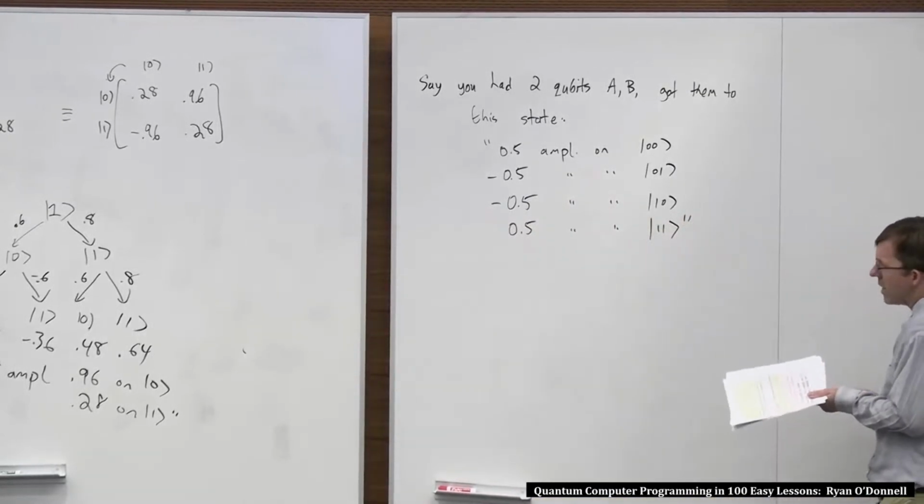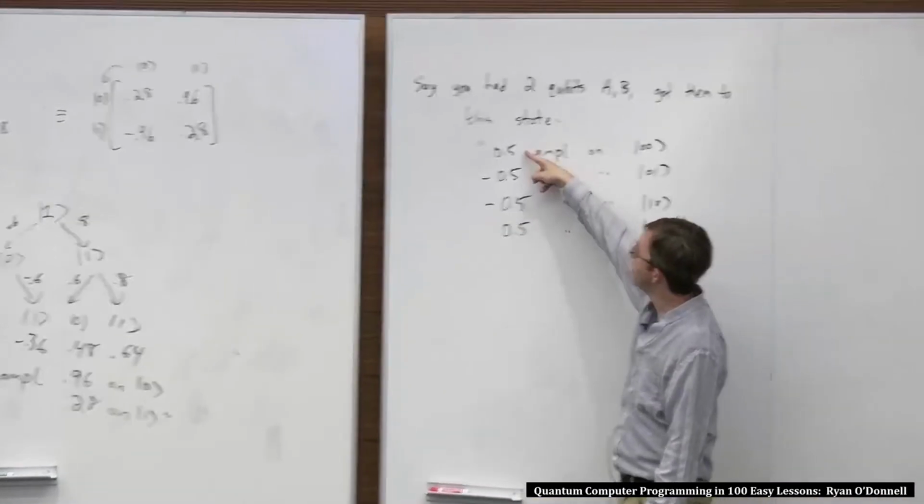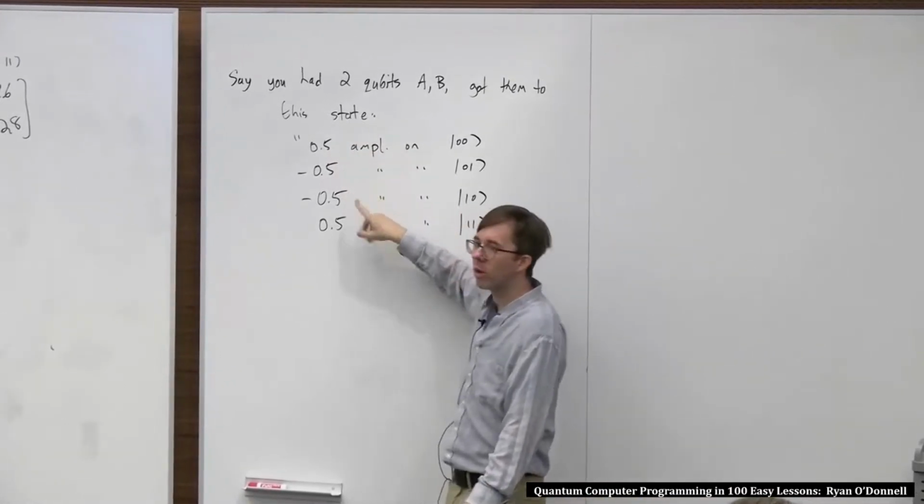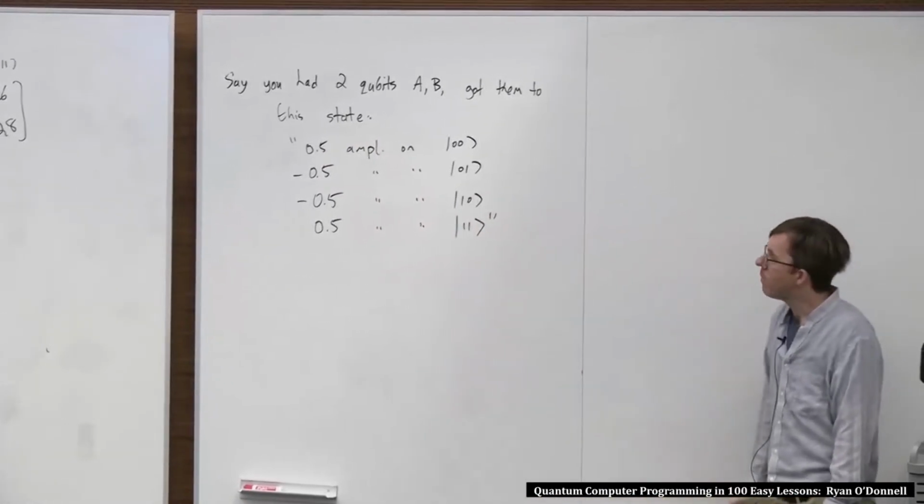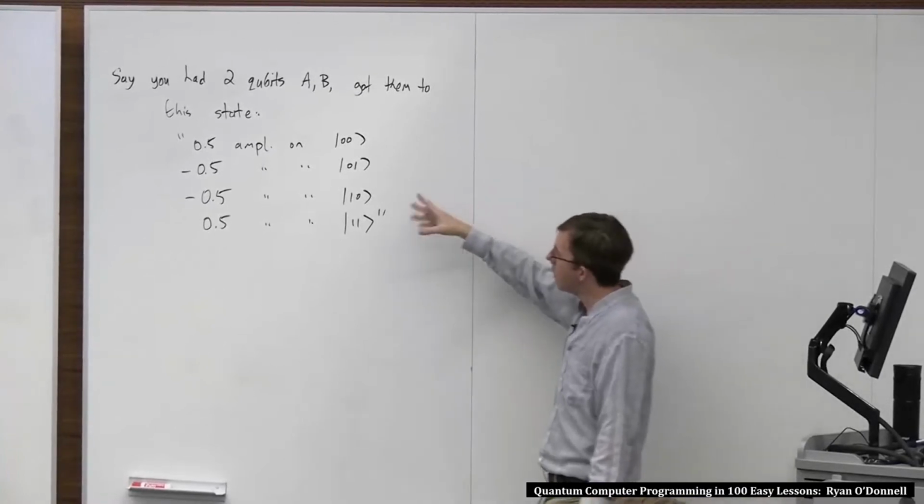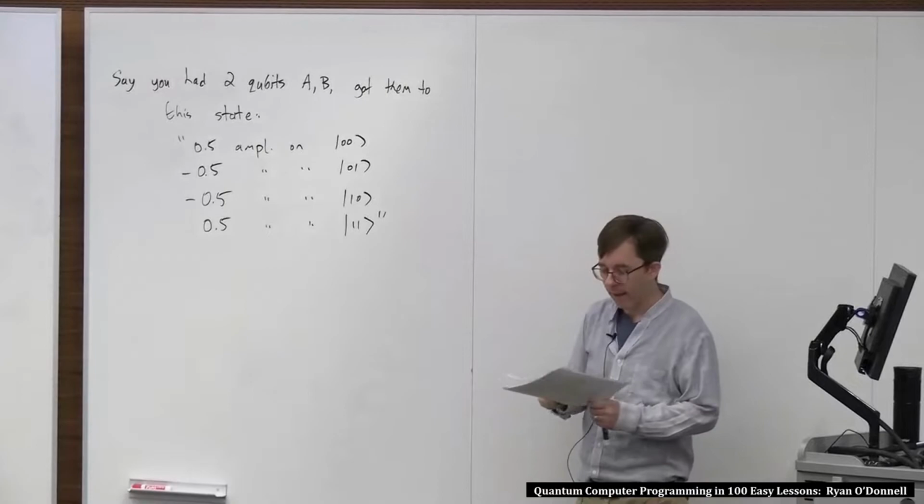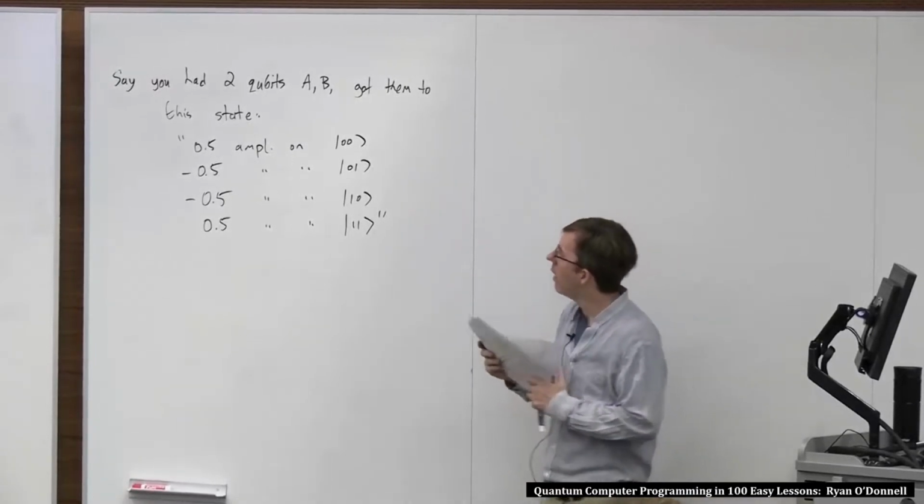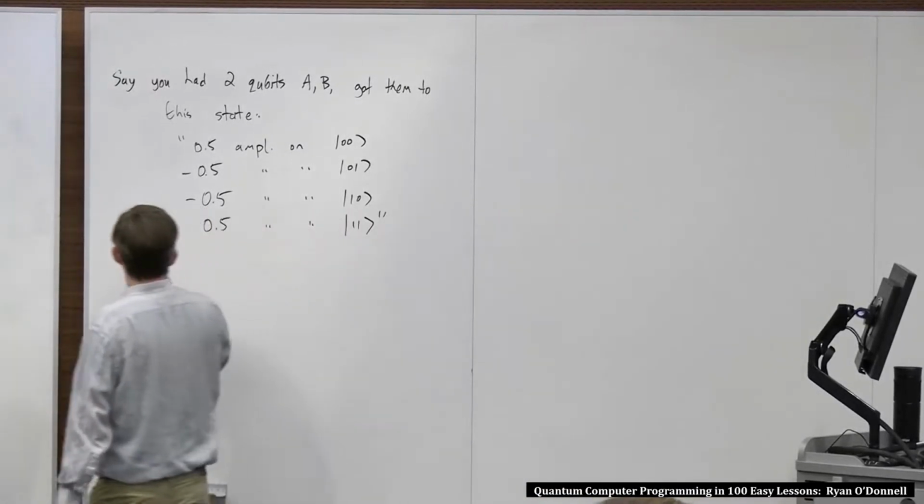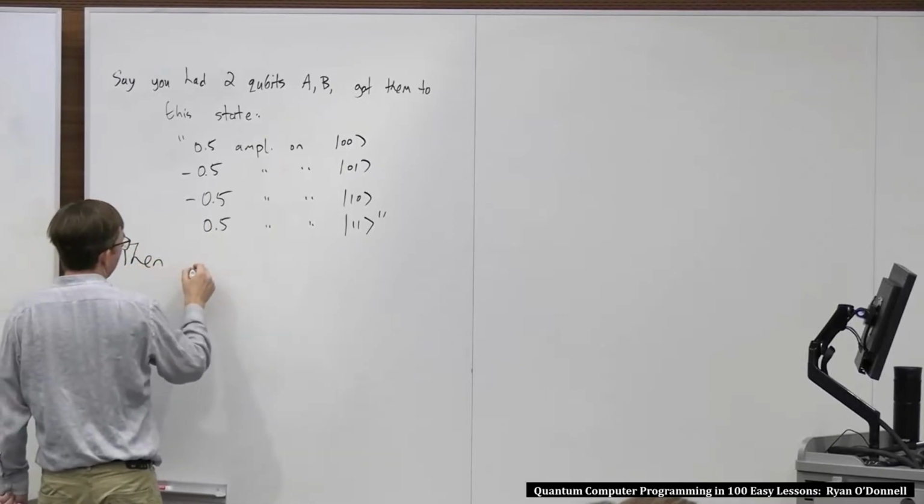This is possible because the squares of these numbers are quarter, quarter, quarter, quarter, which adds up to 1. Never mind how you did it, but you managed to get your qubits A and B into this state. And now I say, then you do double clockwise. What do you get?